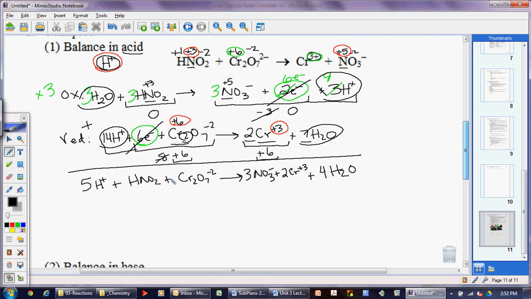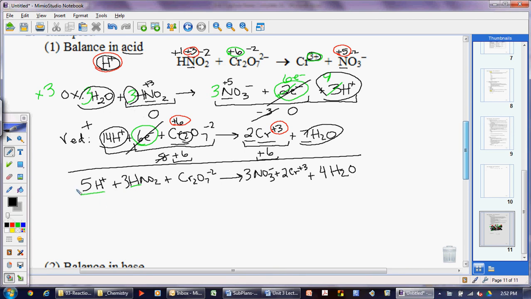Just to make sure that it's balanced, we can go through and do an eyeball check. We have 5 H's here plus one more makes 6. On the right-hand side, uh-oh, we have a problem. Whoops, I made a mistake. I caught myself. I forgot to include this 3HNO2.